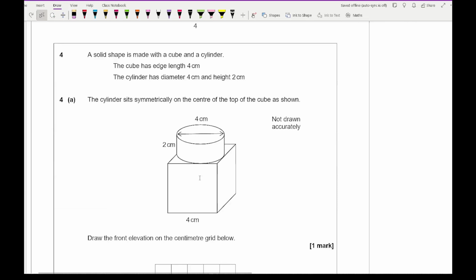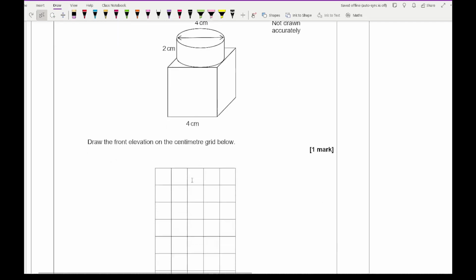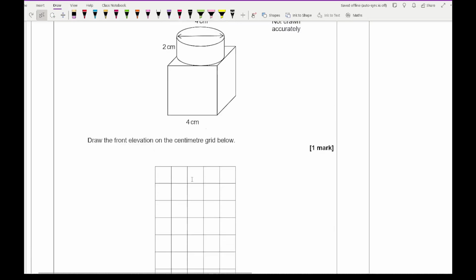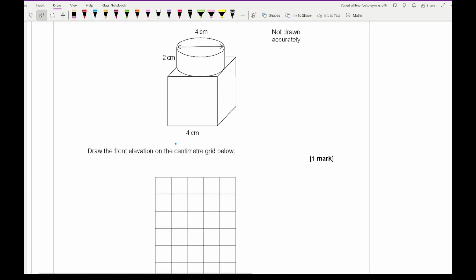For question 4, it says a solid shape is made with a cube and a cylinder. The cube has an edge of 4 centimeters, the cylinder has a diameter of 4 centimeters and a height of 2 centimeters. And the question is asking me to draw the front elevation of the solid. So looking at the front, well, that's going to be this here, because that's the front, this is the side, and this is the plan.